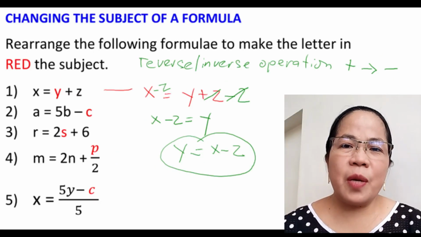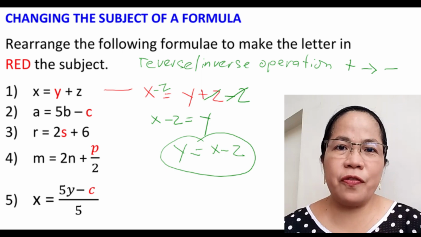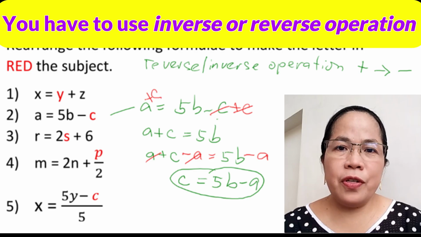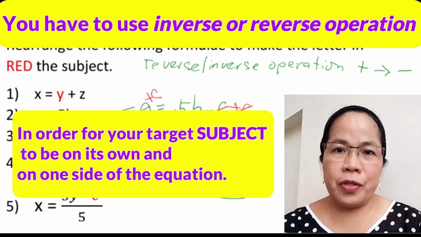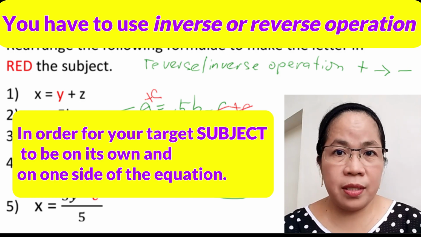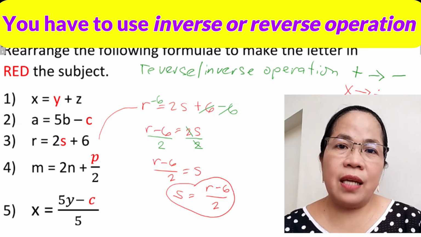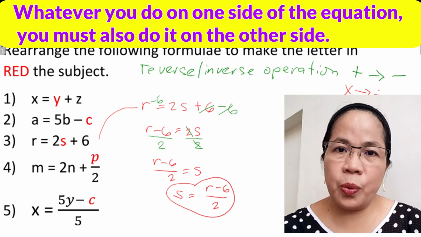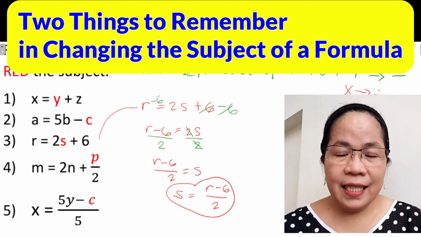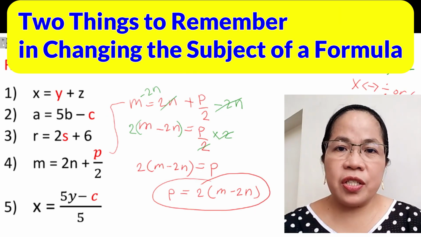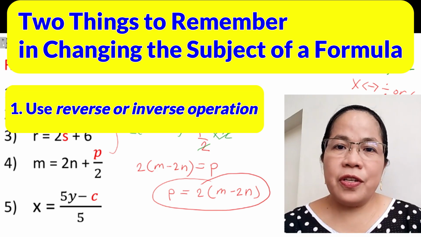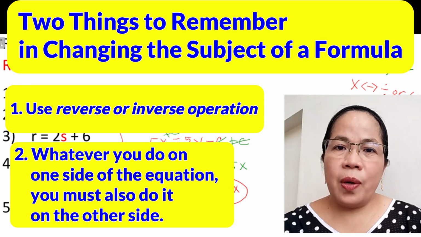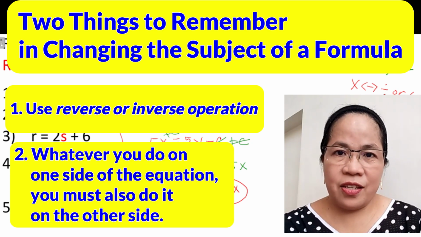To summarize our discussion about changing the subject of a formula, you have to remember two things. First, you have to use the inverse or reverse operation in order for your target subject to be on its own and on one side of the equation, just like what we did in our previous examples. Second, whatever you do on one side of the equation, you must also do it on the other side. Again, the two things you have to remember in changing the subject of a formula: first, use reverse or inverse operation; second, whatever you do on one side of the equation, you must also do on the other side.